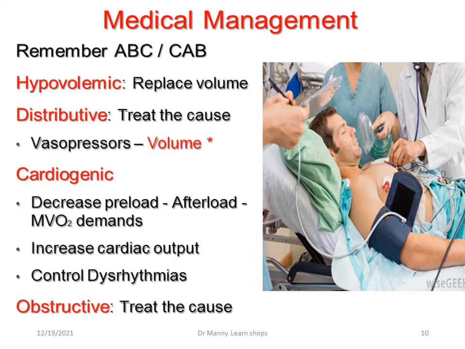The medical management, A, B, C, CAB. Airway, breathing, circulation, circulation, airway, breathing. With hypovolemic shock, replace volume. Distributive shock, treat the cause. The cause has to be treated first, but you can maintain pressures with vasopressors, such as epinephrine, norepinephrine, dopamine, noradrenaline, and you can give volume. Cardiogenic, decreasing preload, afterload, and myocardial oxygen demands to try and increase cardiac output and control dysrhythmias. Obstructive, treat the cause.